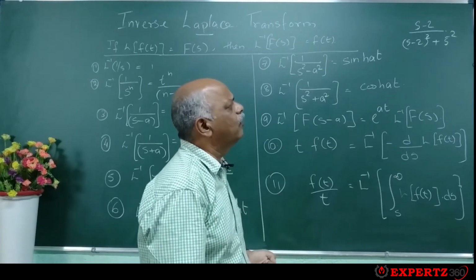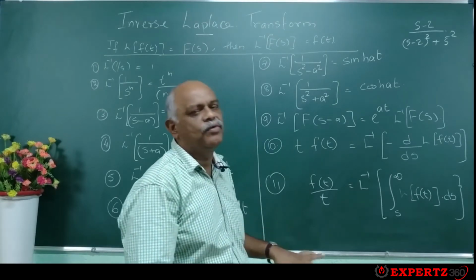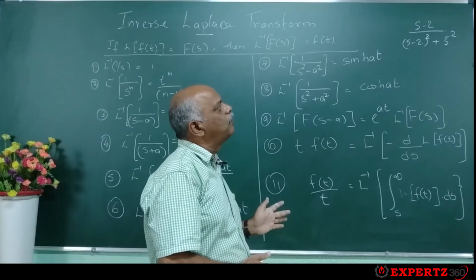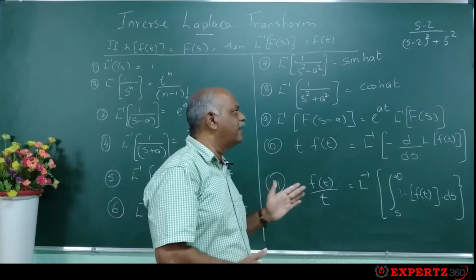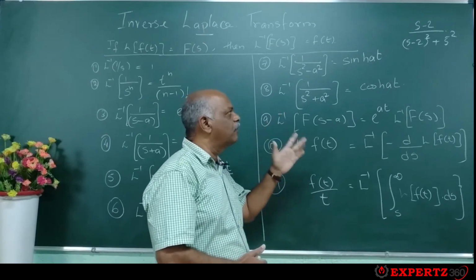S divided by s square plus a square. So if the 2 is not present over there, then what is the formula? It is s divided by s square plus a square. What is the Laplace inverse of that? S divided by s square plus a square.